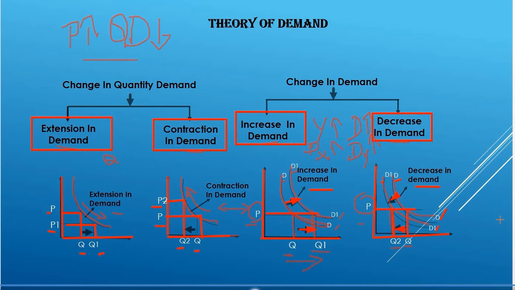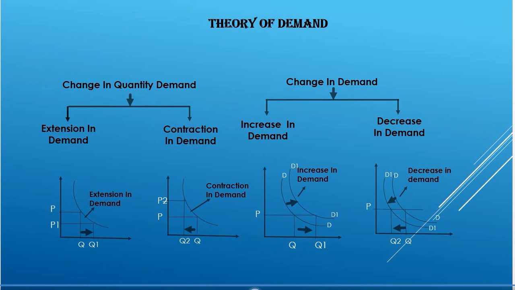In the curve there is an inward movement, or we can say that the curve has shifted leftward, to the left side, towards the origin. This is because a reduction of the commodity consumed, purchased or demanded is called a decrease in demand.